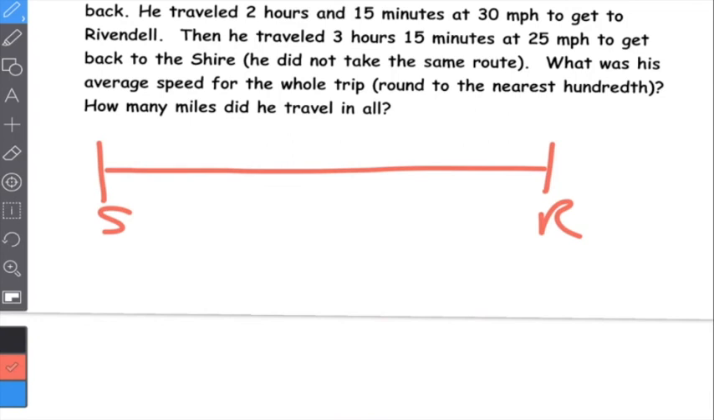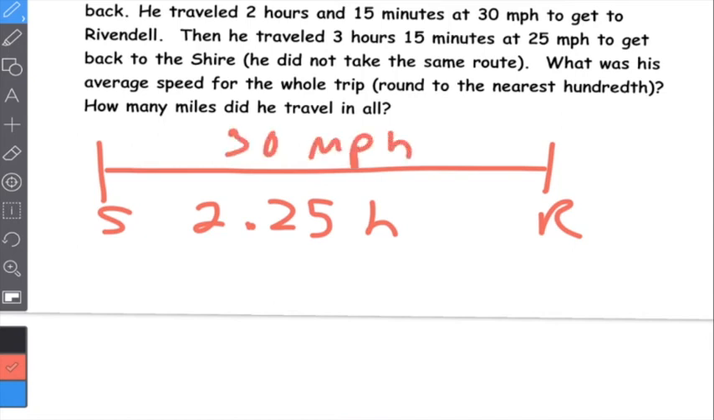So it took him 2 hours and 15 minutes. So if I convert 15 minutes into a fraction or a decimal, 15 minutes is a quarter of an hour. So I could do one of two things. I could make it into a decimal or I can make it into a fraction. I'm just going to make it into a decimal. So this is how long it takes him, 2.25 hours at 30 miles per hour. Okay.